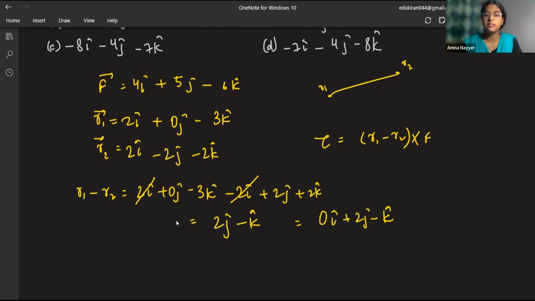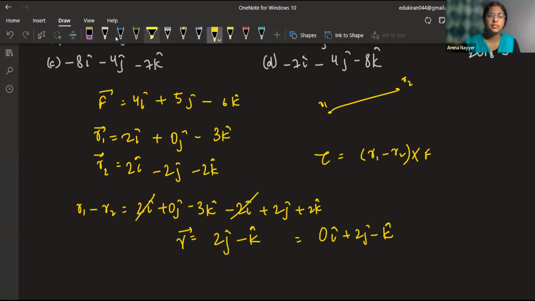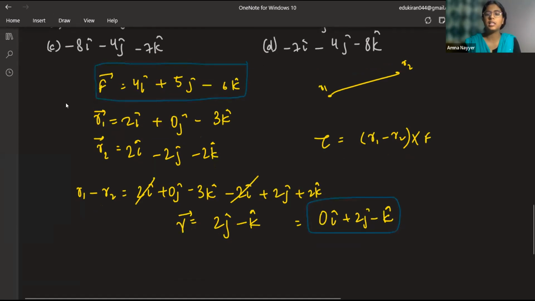This is R. F I have. See, this is F and this is R that has to be used. Now see class.